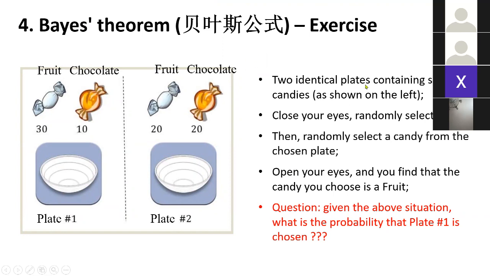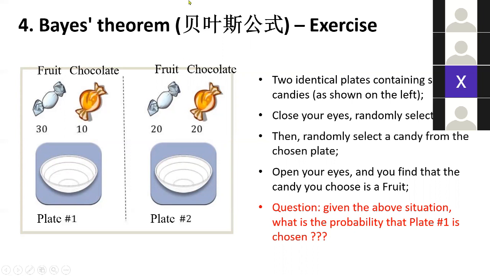In this question, there are 2 identical plates containing some candies as shown on the left. For the first plate, there are 30 fruit candies and 10 chocolate candies. For the second plate, there are 20 fruit candies and 20 chocolate candies. Suppose you close your eyes and randomly select a plate. This is the first step. Then randomly select a candy from the chosen plate. Then you open your eyes and find that the candy you chose is a fruit. Given this information, the question is, what is the probability that plate number 1 is chosen?